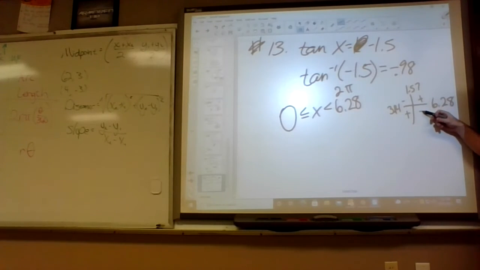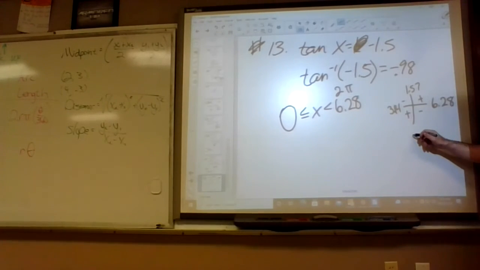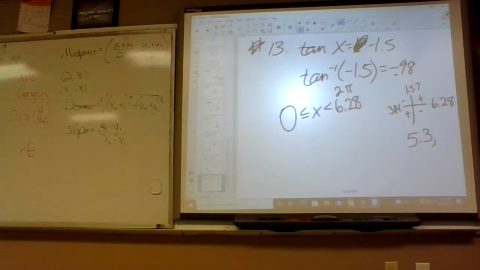So how do I find the fourth quadrant angle? 6.28, which replaces 360, minus the reference angle 0.98. That gives 5.3. And then I need a second quadrant angle, so 3.14 minus 0.98.